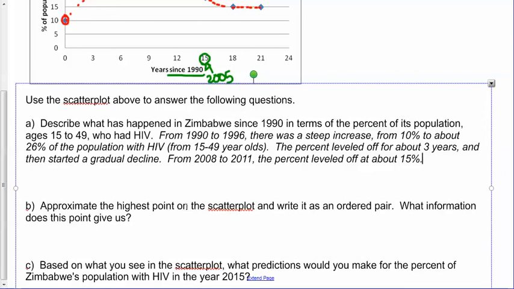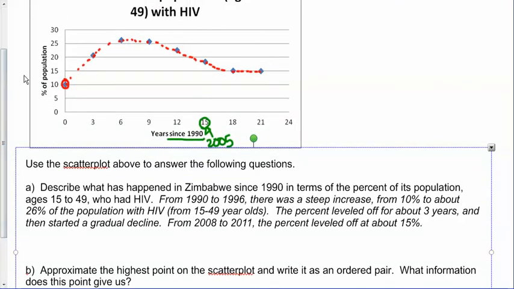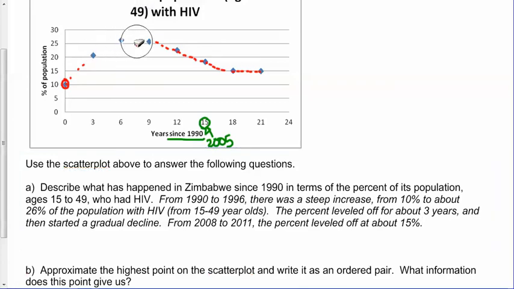Approximate the highest point on the scatter plot and write it as an ordered pair. What information does this point give us? So let's find the highest point here. So the highest point looks like it's this one right here. And I'm going to just erase some of the stuff going on just so we can see that point more clearly. So my highest point is right here.